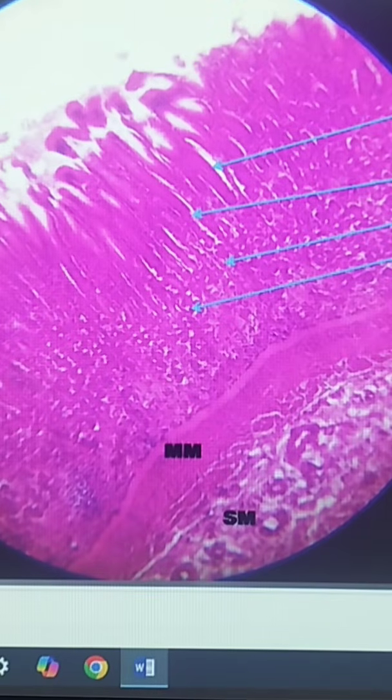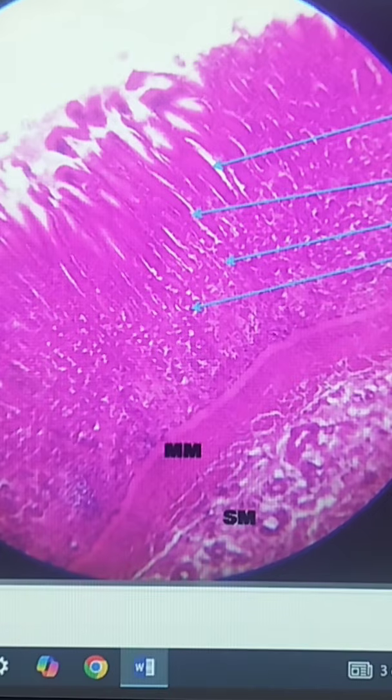What are the things that you are seeing? The lining epithelium is simple columnar epithelium. You have gastric pits which are quite deep. And one more thing here you can see the glands. These are the pyloric glands. The pyloric glands are short, whereas in the fundus you saw long fundic glands, but in the pylorus there are short pyloric glands. Then you see the muscularis mucosae and submucosa.